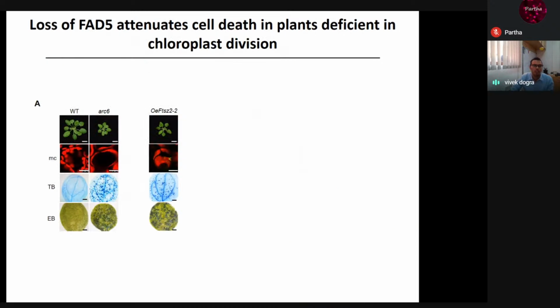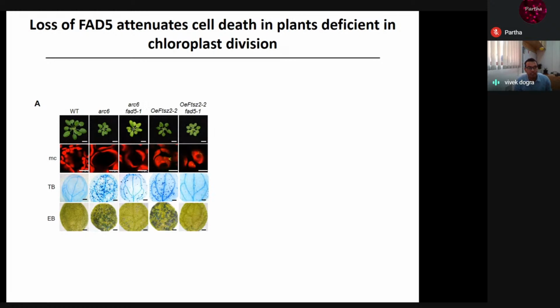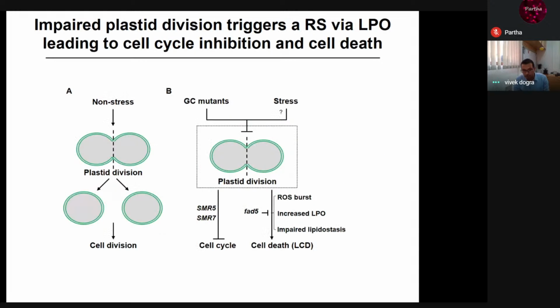Then we thought, is this only specific to the CRL, or is it a general phenomenon? So we checked some other chloroplast division mutants. They also had similar phenotypes: bigger chloroplasts, smaller stature, and they showed cell death. But when we inactivated FAD5 in all of these mutants, we saw that cell death was repressed. By this, we found a pathway which exists in the system, and when ROS are there, they can lead to cell death.